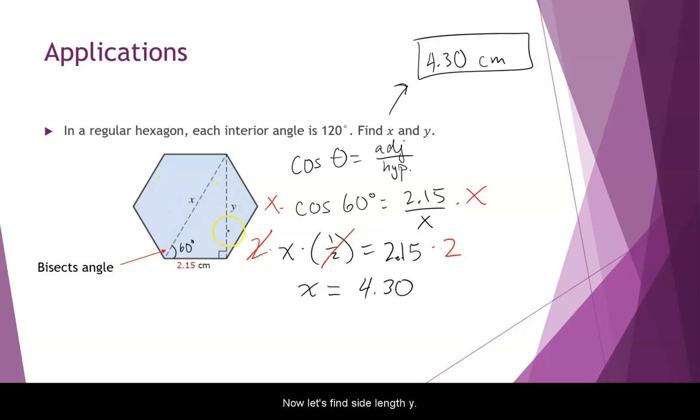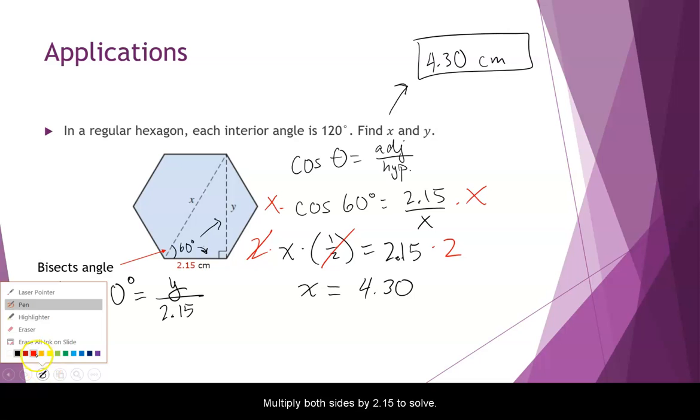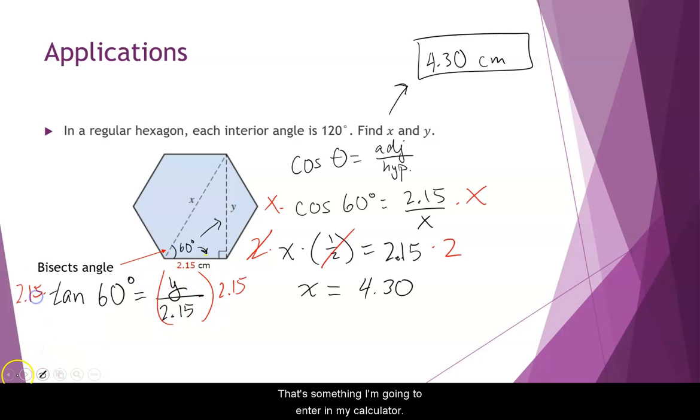Now let's find side length y. For side length y, that's the opposite side from that 60 degrees. And then we also know the adjacent. We could use the hypotenuse as well, but let's stick with opposite and adjacent. Opposite and adjacent means I'm going to use the tan function. The tangent of 60 degrees equals the opposite side, which is y, divided by the adjacent side, which is 2.15. Multiply both sides by 2.15 to solve, and that's something I'm going to enter in my calculator. The distance y is 3.7239.